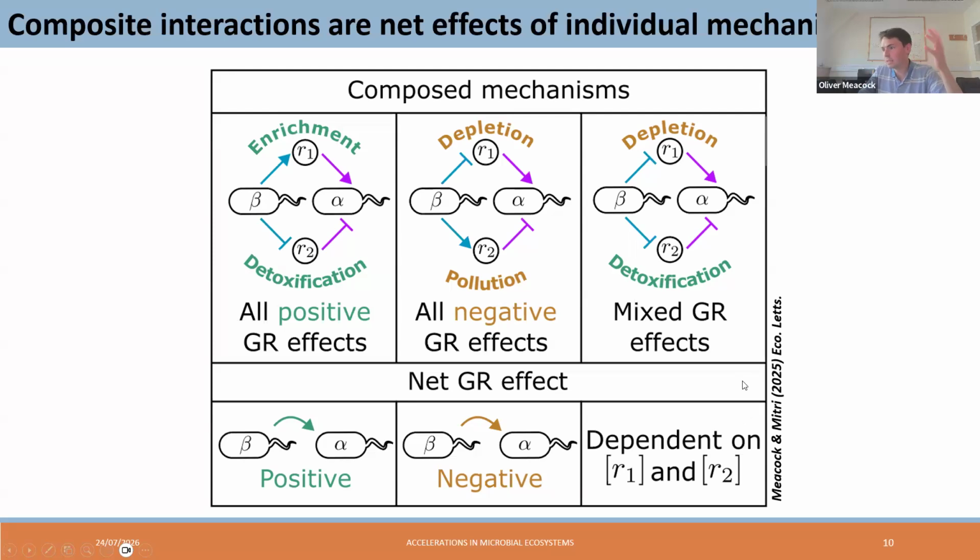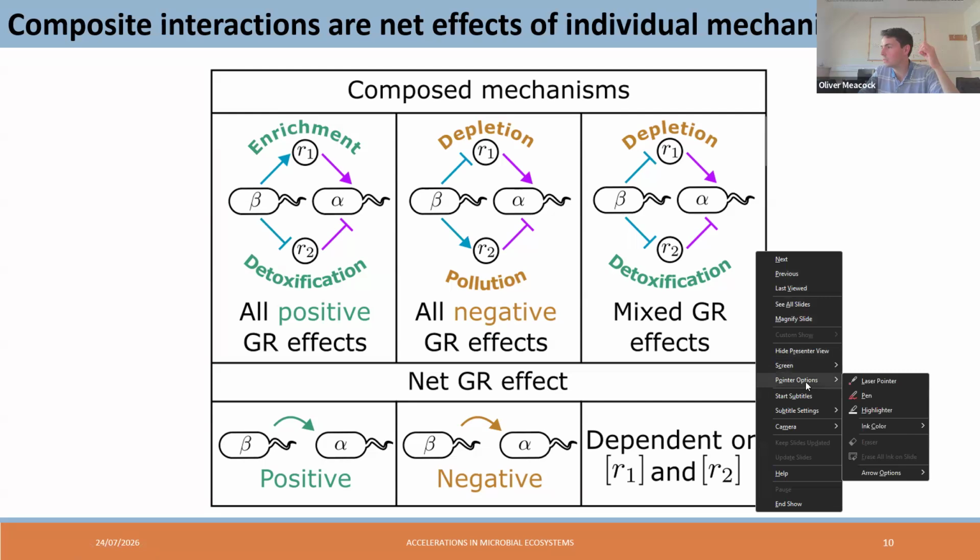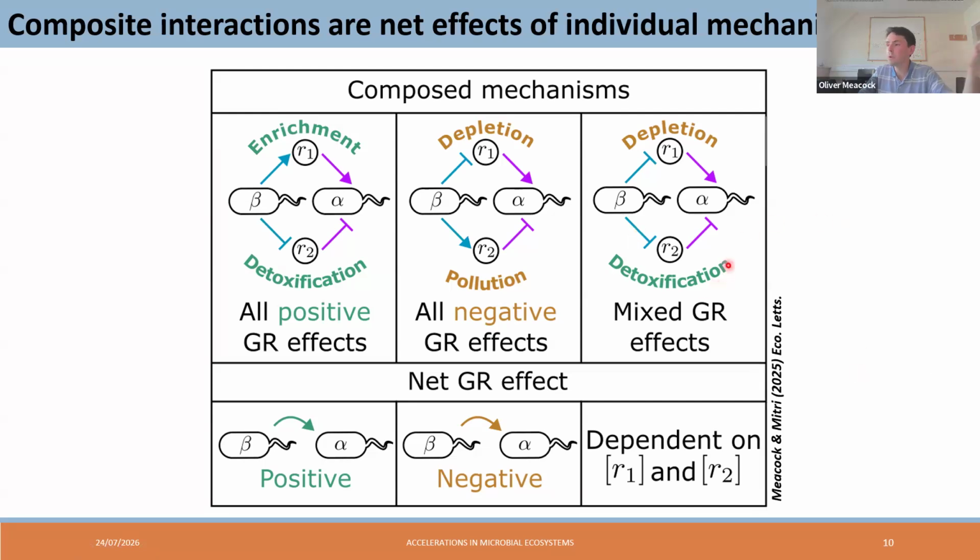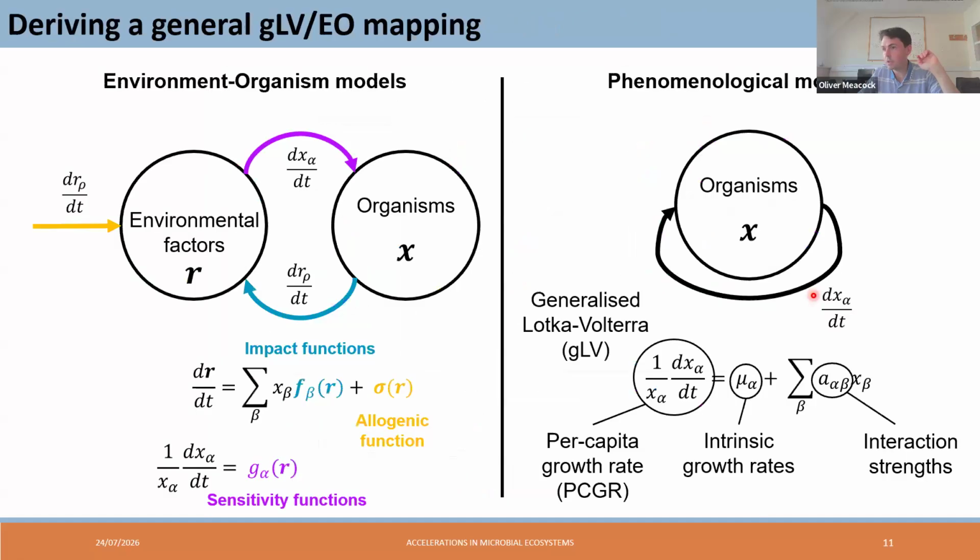And so this is a more subtle idea of what an interaction is. Sorry, I'm just going to put the laser pointer on. It's a net effect of multiple interaction mechanisms occurring simultaneously. All right, so let's go back to this picture.